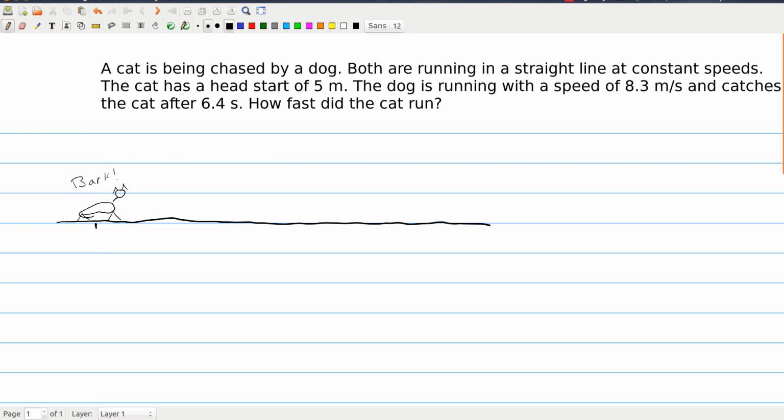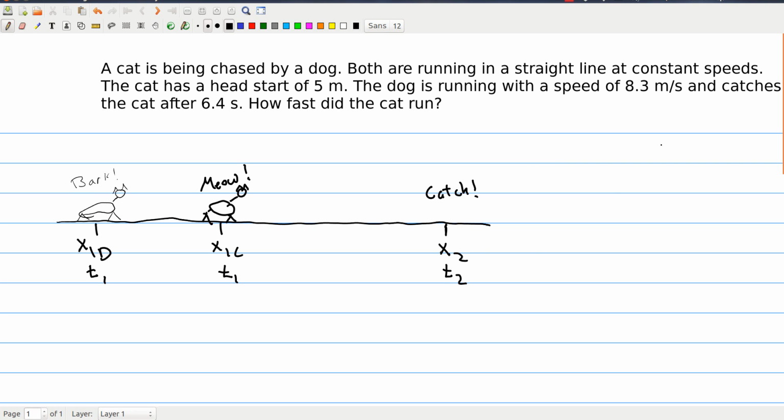Okay, and we're going to label this. So this is the X1 for the dog. We know the cat has a head start. So here's the cat. Oh, these are really awful. There's a cat. Meow. X1 for the cat. All right, and then later, at some other distance, they catch each other. So this is at T1 right here. This is also T1, and this is at T2.